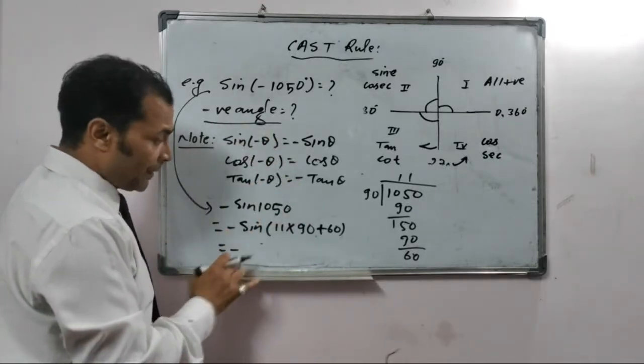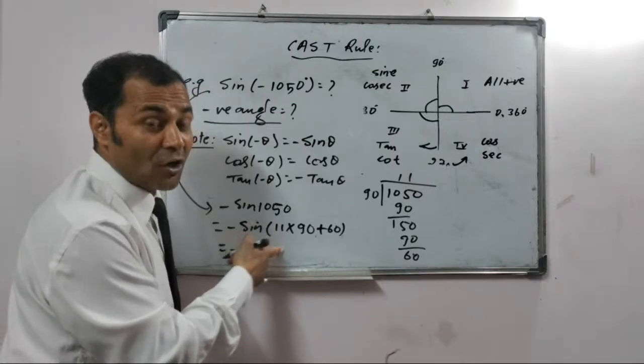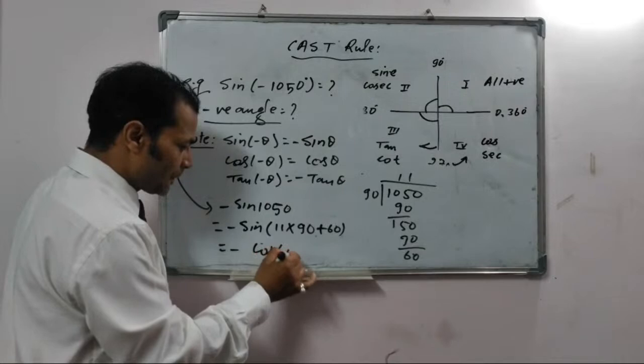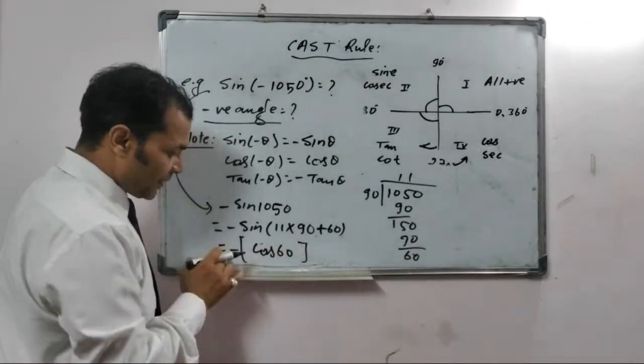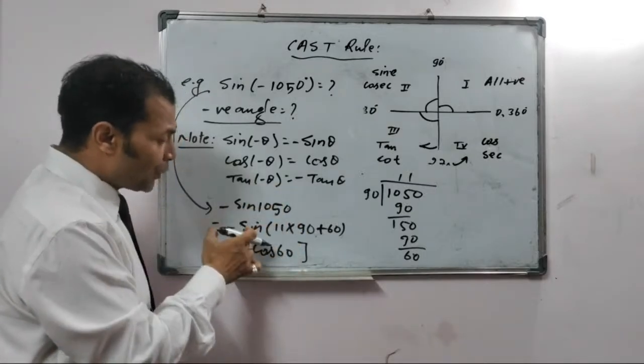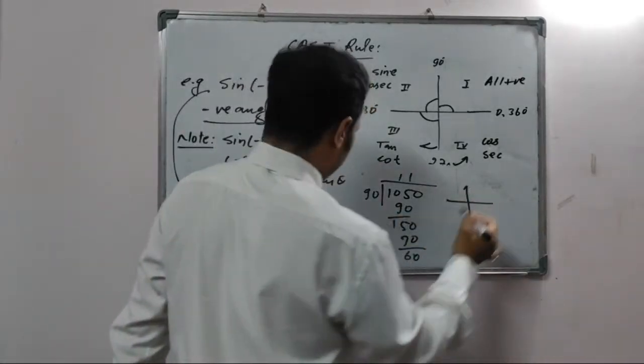Let this be minus over here, because of 11 odd multiples, right? The ratio will change. So this will be cos 60. Be careful, here is minus. Now, cos 60. Now just try to figure out in which quadrant this lies.